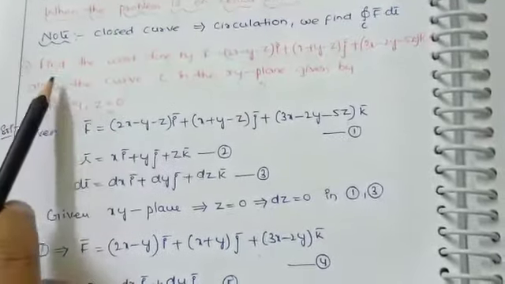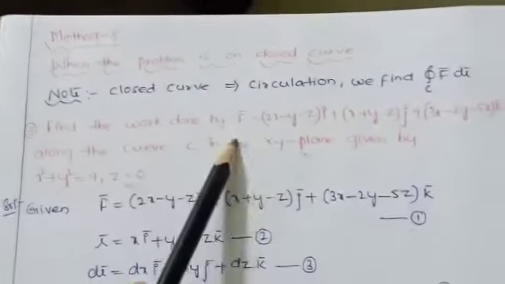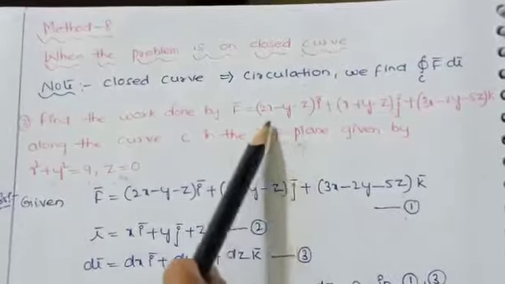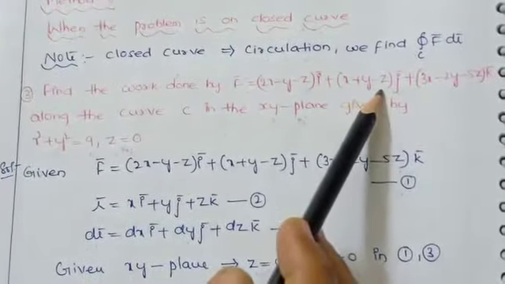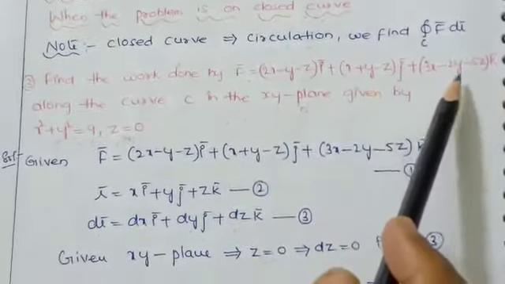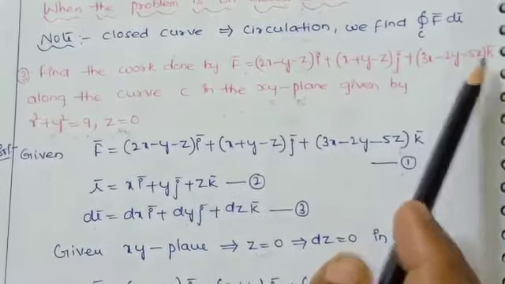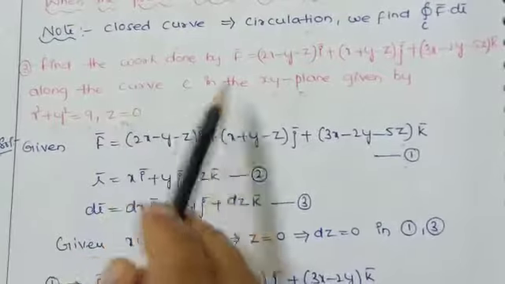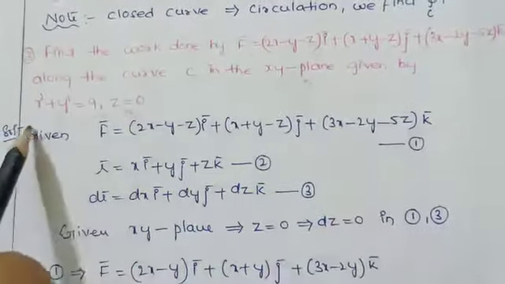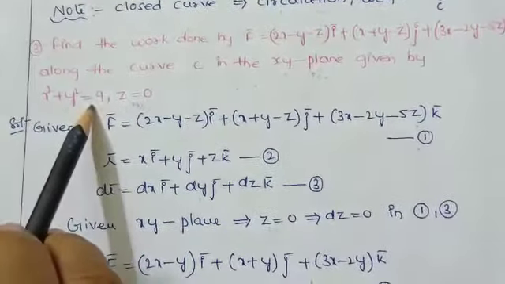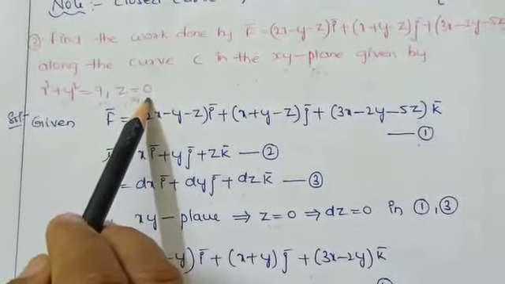The question will be like this. Find the work done by f bar is equal to 2x minus y minus z i bar plus x plus y minus z j bar plus 3x minus 2y minus 5z k bar along the curve C in the xy plane given by x square plus y square is equal to 9, comma z is equal to 0.